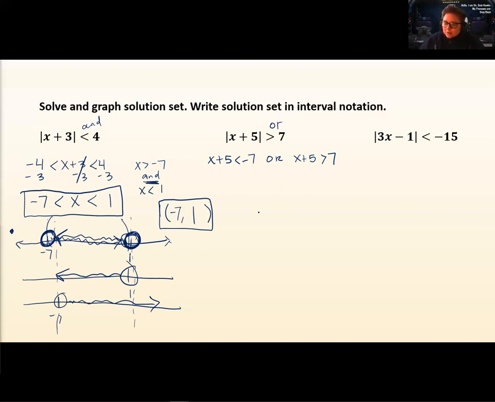Okay. So now it's just a matter of solving both of these inequalities for x. So starting with the left one, what do we do? -5 on both sides. Yep. And we know that we got to do that to this one too. So we have x is less than what? What's -7 minus 5?